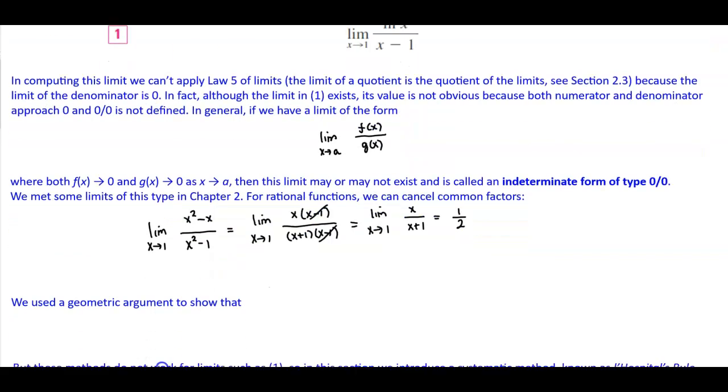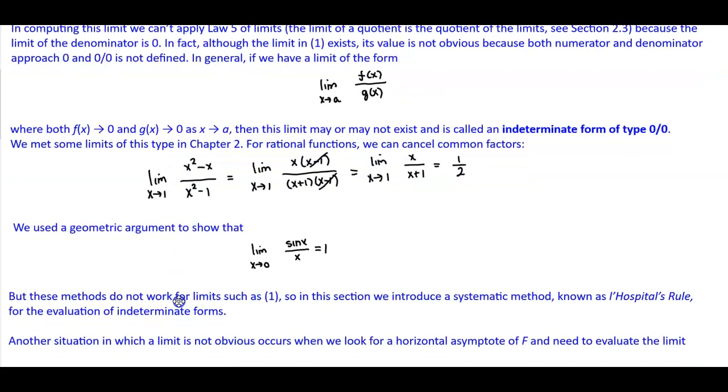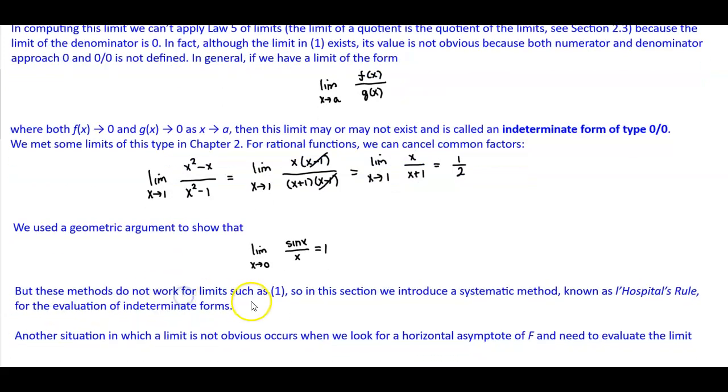Okay, so we used a geometric argument to show that the limit as x approaches 0 of sine of x over x was equal to 1. But these methods do not work for limits such as, again, number 1. So in this section, we're going to introduce a systematic method known as L'Hopital's rule for the evaluation of indeterminate forms.